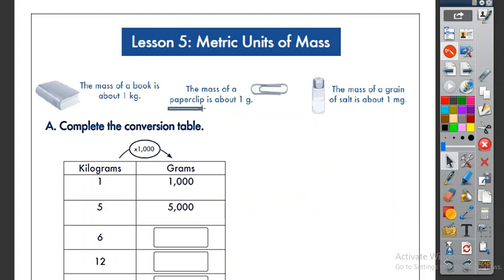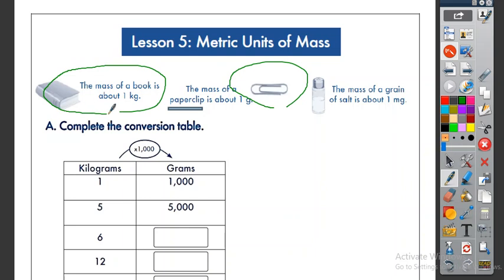the paper clip is about 1 gram. So when I say 1 gram, what you're gonna think about is the paper clip. When I say kilogram, think about your book. When I say milligram, think about a grain of salt, just this grain. These grains of salt are, each one is about 1 milligram.